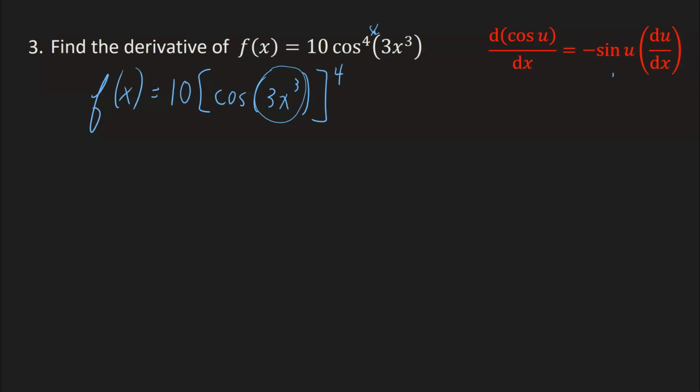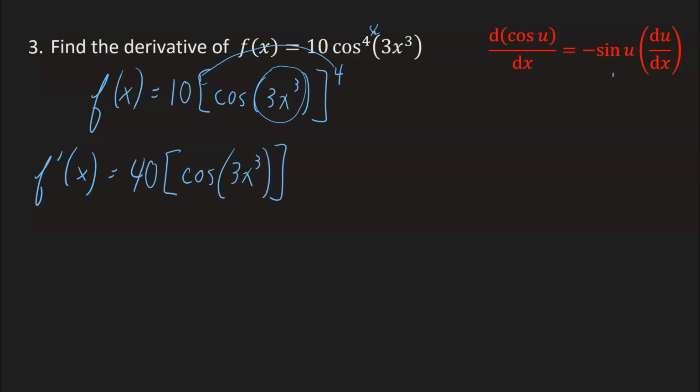I'm going to go ahead and do this one now. My f prime of x is, so the outermost layer is 10 something to the 4. The derivative of that is 4 times 10, right? So we multiply the exponent by the coefficient, leave the bracket alone, and reduce the exponent by 1, right? That's the regular power rule for derivatives.